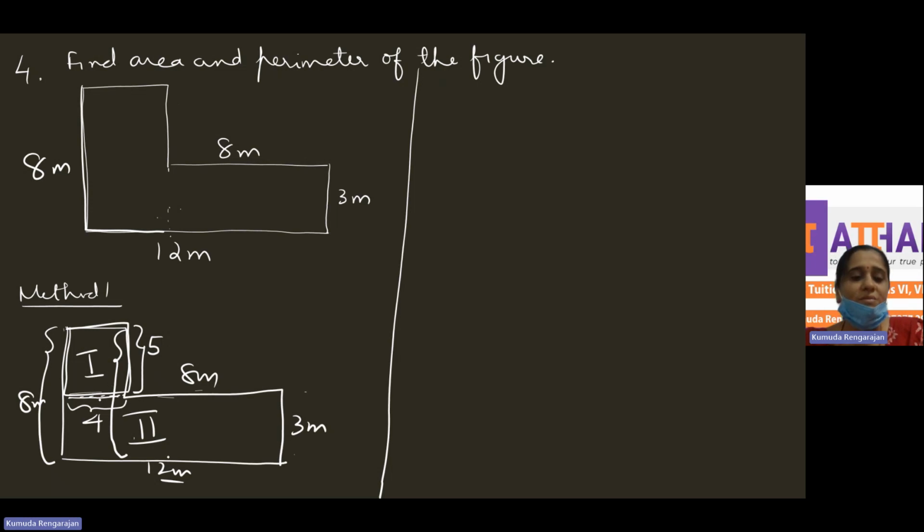Correct? What are the dimensions of the second rectangle? The length is 12 and the breadth is 3. For the second rectangle, the length is 12 and the breadth is 3. Yes. Now I'll work it. I think you should understand better.